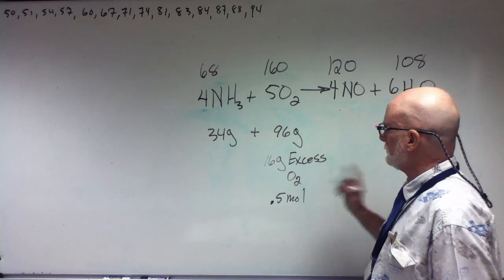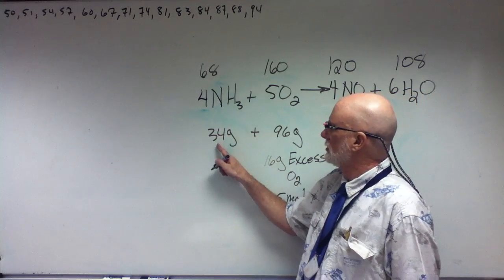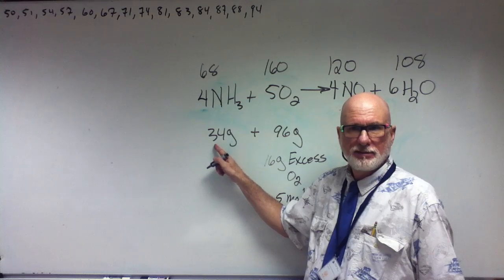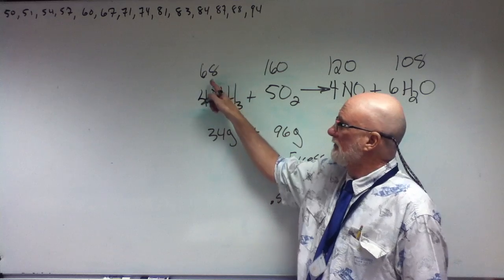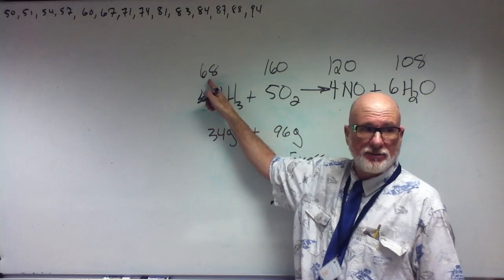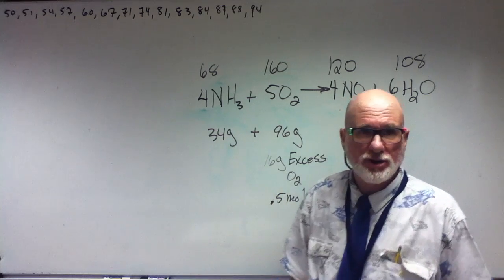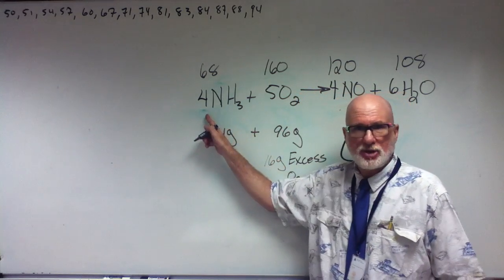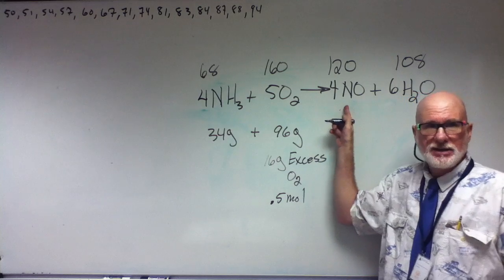Now, how many moles of ammonia reacted? 4 didn't react, you only had 34. If 4 moles reacted, 68 grams would have combined. But you only had 34 grams. So how many moles of ammonia reacted? 2 moles, right. What's the relationship between the moles of ammonia and the moles of nitrous oxide?